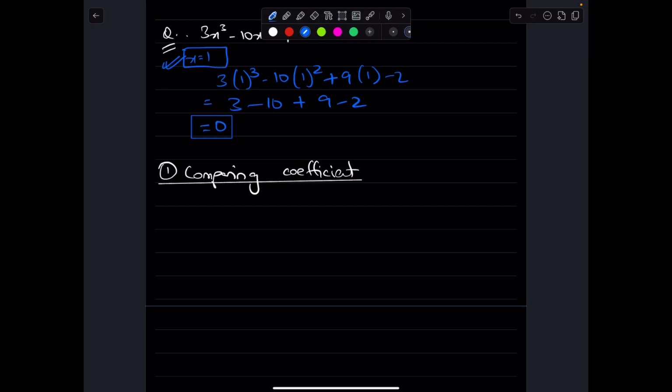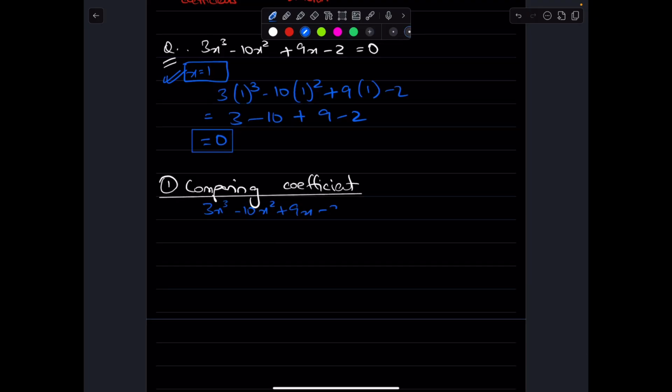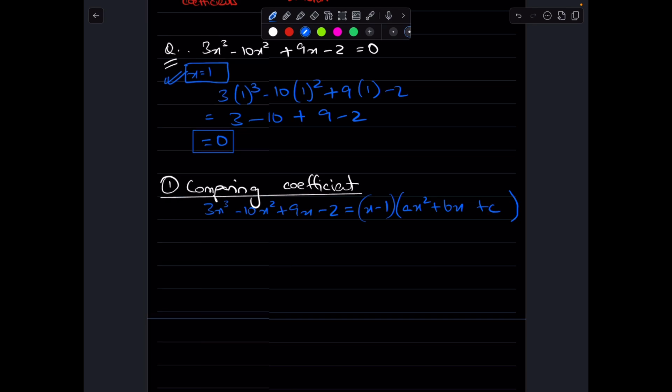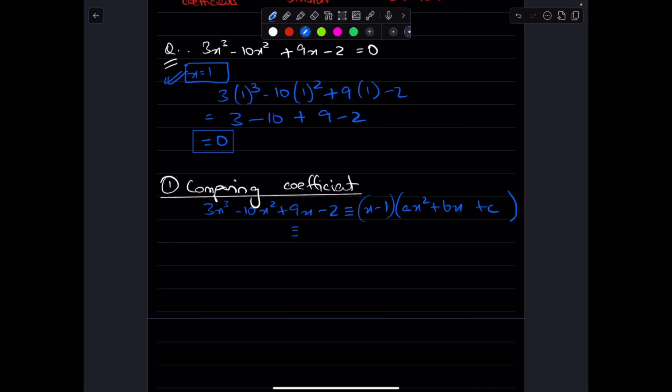So we'll apply comparing coefficients something like this: x cubed minus 10x squared plus 9x minus 2, that is the original equation, and we'll write x is equal to 1 as x minus 1, that is as a factor. And then we'll write the general form of the quadratic equation, ax squared plus bx plus c. Now we'll start by expanding the right hand side. So we have ax cubed plus bx squared plus cx minus ax squared minus bx minus c.